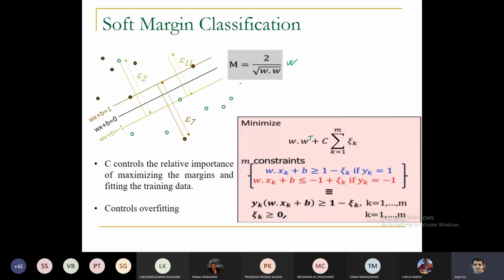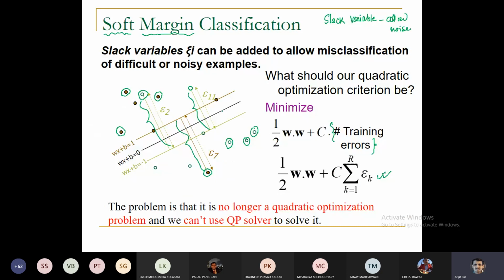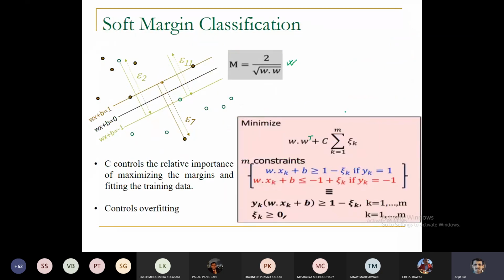What is the C here? C is a constant that controls the relative importance of maximizing the margin and fitting the training data. So there are two issues now. This expression is trying to maximize the margin, and this other expression is doing the fitting of the noisy data.